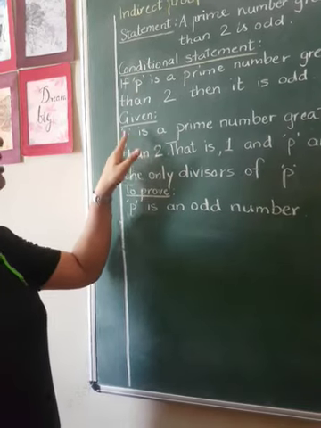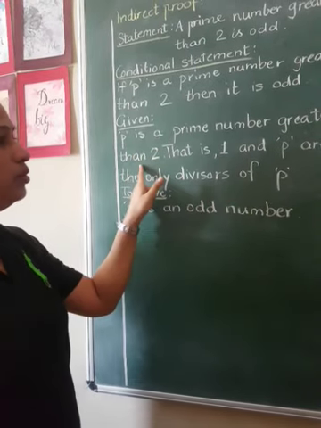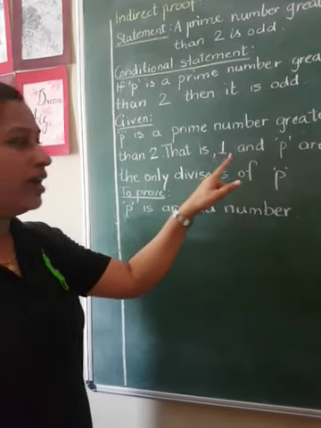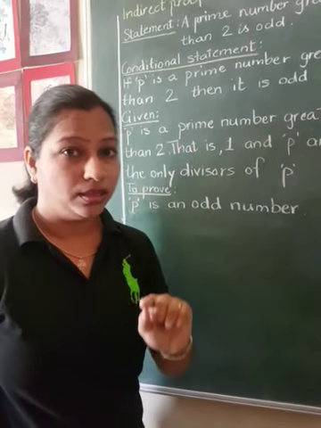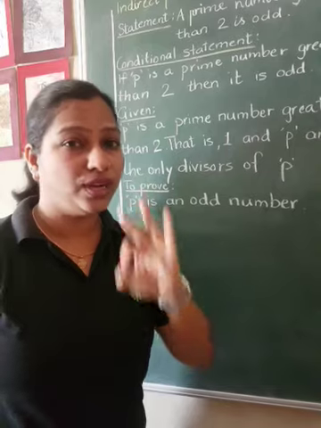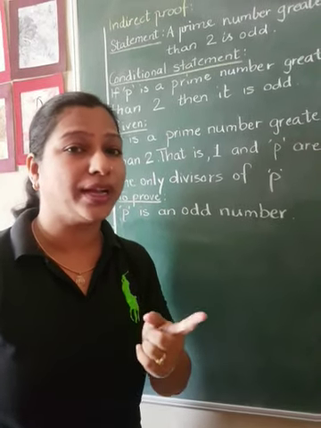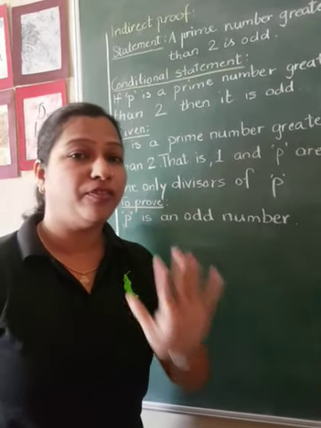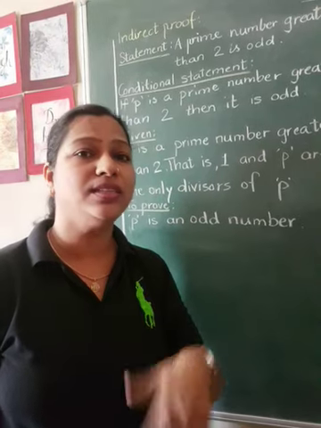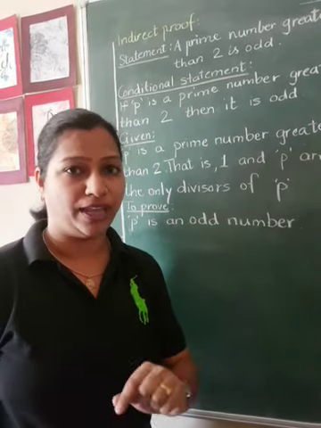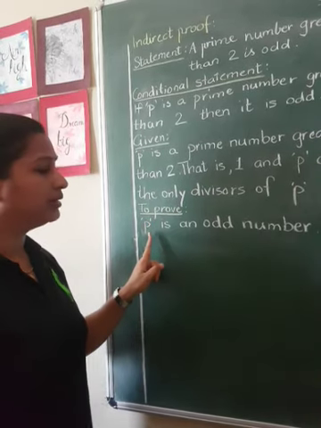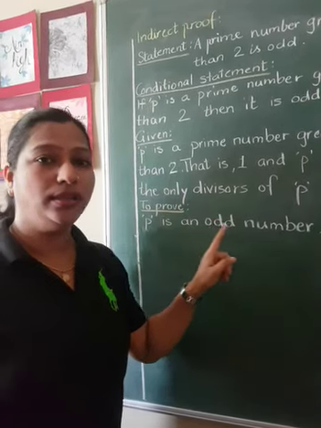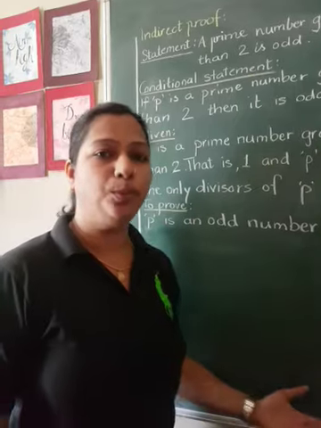So here given is p is a prime number greater than 2, that is, 1 and p are the only divisors of p. Just recall, if 3 is a prime number, what are its factors? 1 and 3. If 5 is a prime number, what are its factors? 1 and 5 and so on. So now what you have to prove? That p is an odd number. Let's see the proof of it.